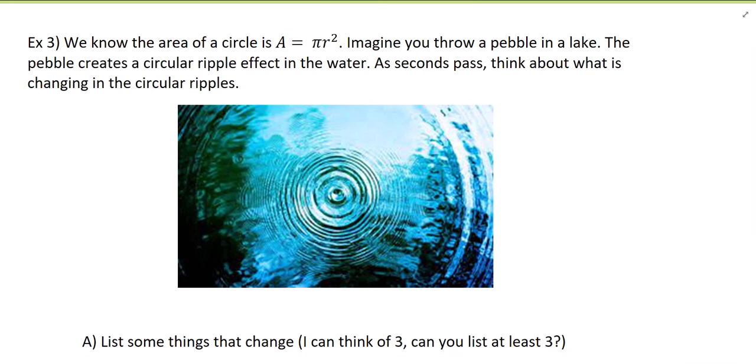Now imagine that you throw a pebble in a lake. The pebble creates a circular ripple effect in the water. As seconds pass, so as time is passing, think about what is changing in the circular ripples. So I gave you a little head start. I said I can think of 3 things. Can you list at least 3 things that are changing as time passes?